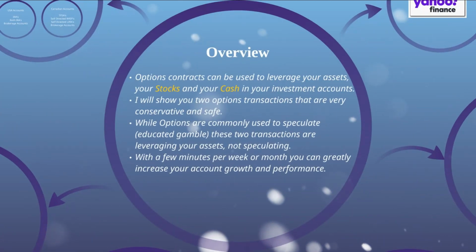Start with an overview. Option contracts can be used to leverage your assets. That's your stocks and your cash in your investment accounts. I show you two options transactions that are very conservative and safe. While options are commonly used to speculate or gamble, these two transactions are leveraging your assets, they're not speculating. And with just a few minutes per week or month, you can greatly increase your account growth and performance.